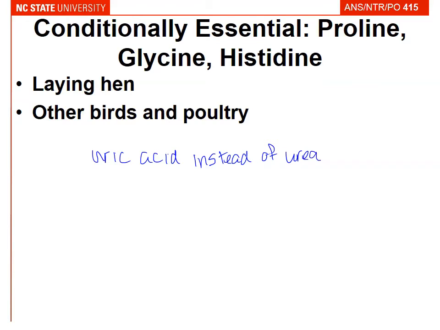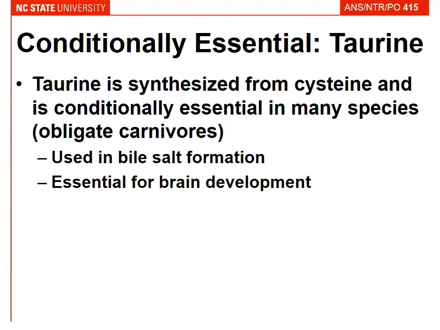So a lot of these components of the different amino acids are being utilized to form uric acid. So be able to tell me that proline, glycine, and histidine are conditionally essential for birds. Another conditionally essential amino acid is taurine.